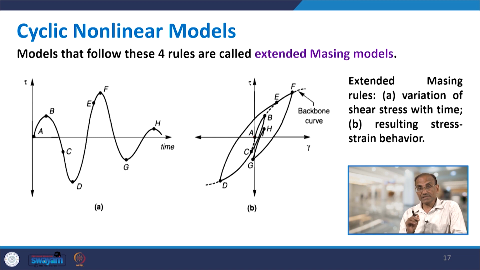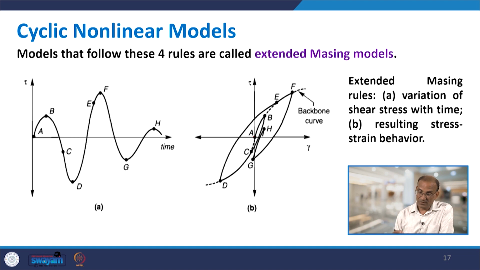The first rule says that when you go from point A you will follow the backbone curve, and this should be followed until stress reversal comes. The first stress reversal will come at point B. At point B you reach the peak value and then you come down. That means you are changing your direction, so B is the point of stress reversal. After point B you need to change your path, and the path will be changed by the second rule.